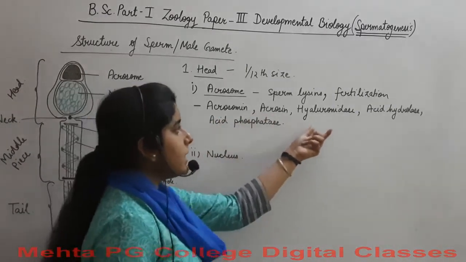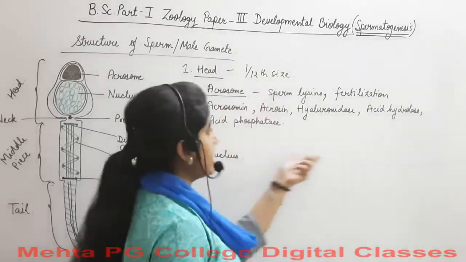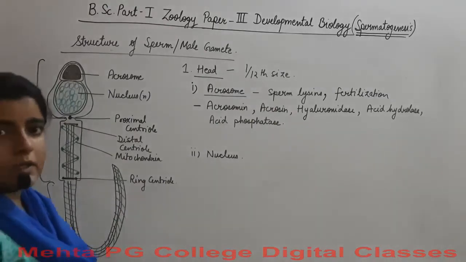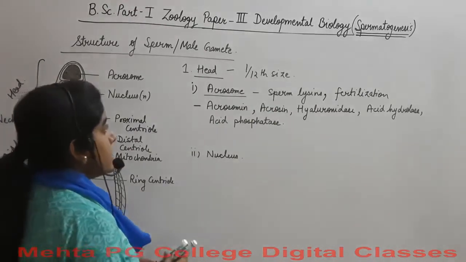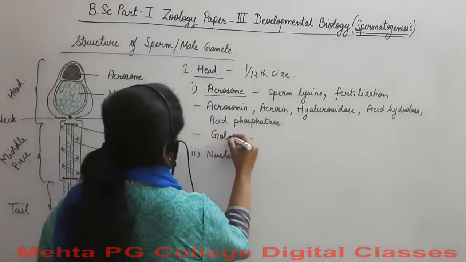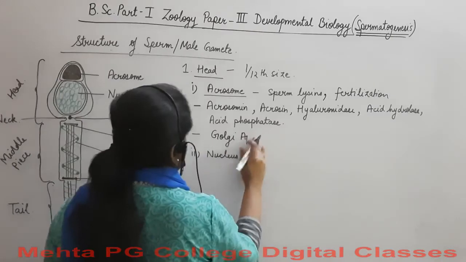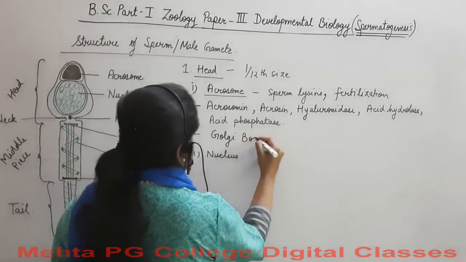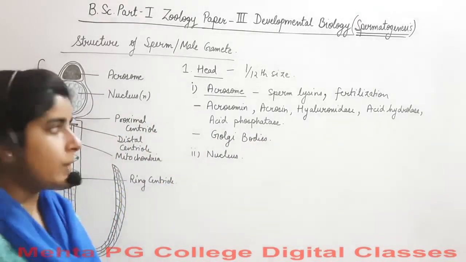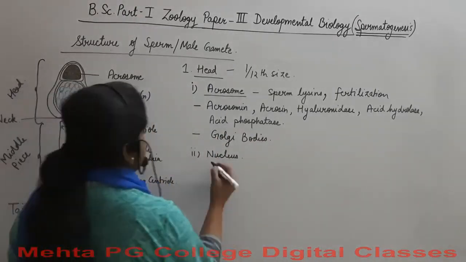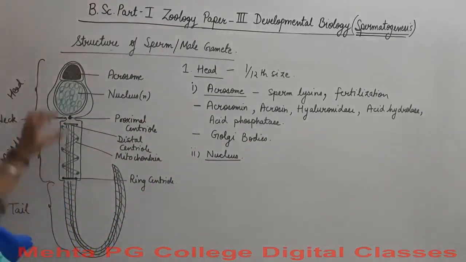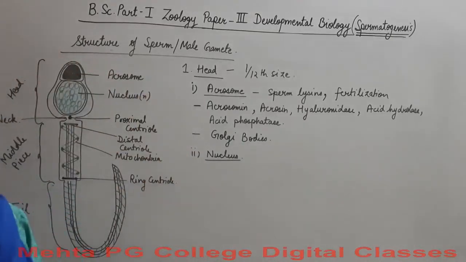Acrosomin, acrosin, hyaluronidase, acid hydrolase, acid phosphatase. Secondly, when we talk about the acrosome, how is it formed? It is formed by the Golgi apparatus, or we can say Golgi bodies. They help in the formation of the acrosome region.